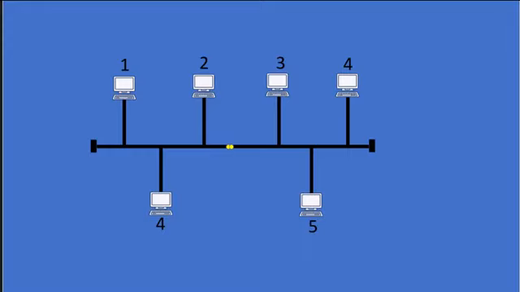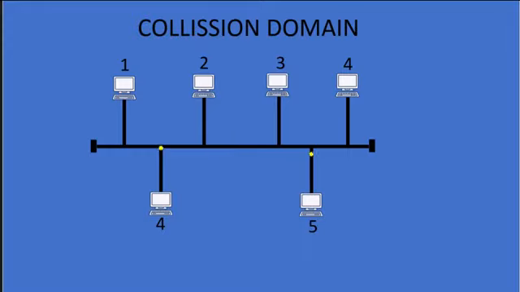What is collision domain? A collision domain in networking is a term describing network path where collision of packets can occur. When nodes or hosts are connected to a device which uses shared path or shared Ethernet technology, there is probability that collision of packets can happen.